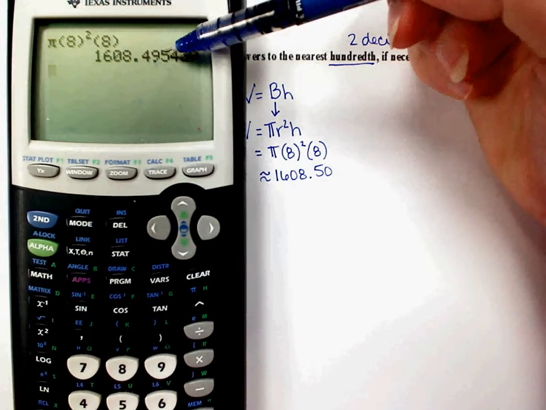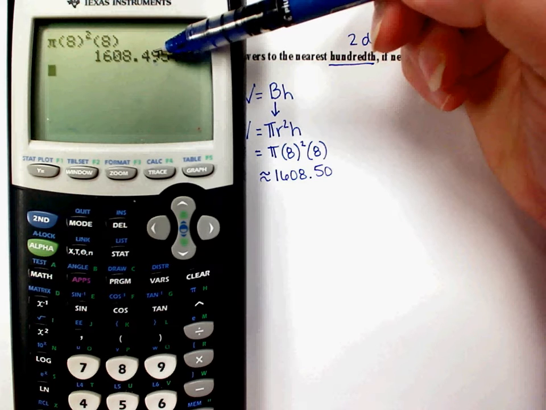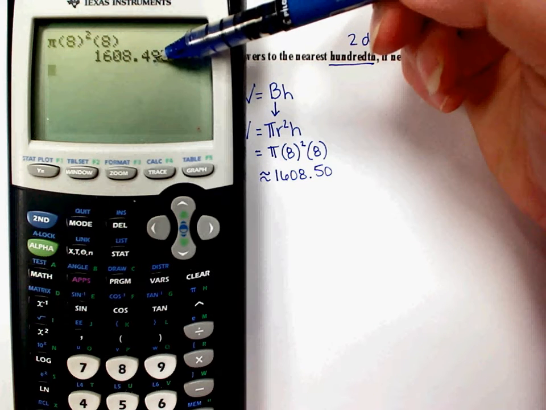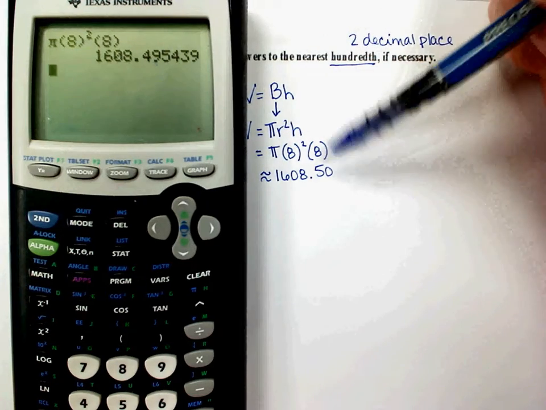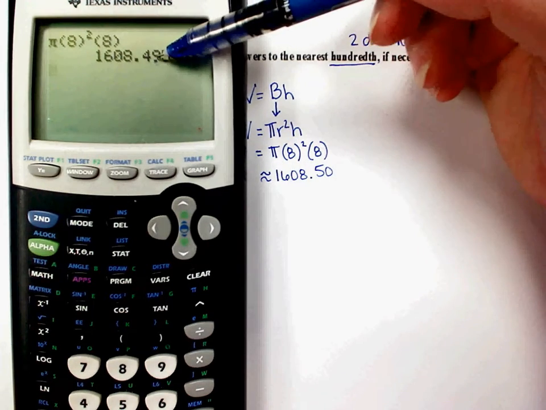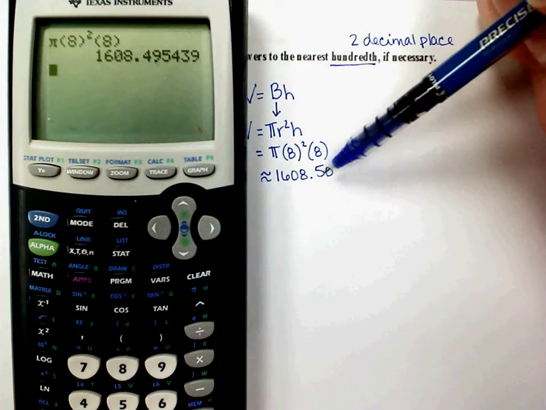So let's talk about that again. This 5 made this 9 a 10. Okay, so the 0 stays here and the 1 adds 1 more to the 4, which makes it a 5. So you're taking that 49 and you're rounding it up 1, which makes it a 50 here.